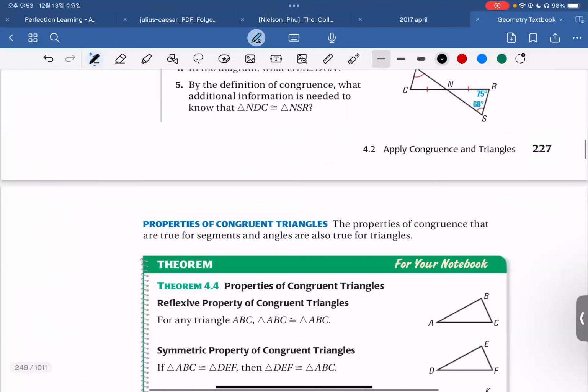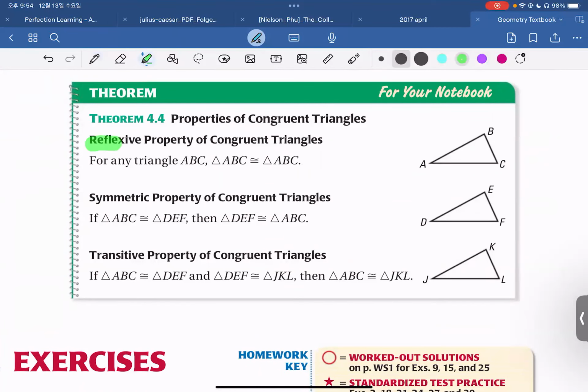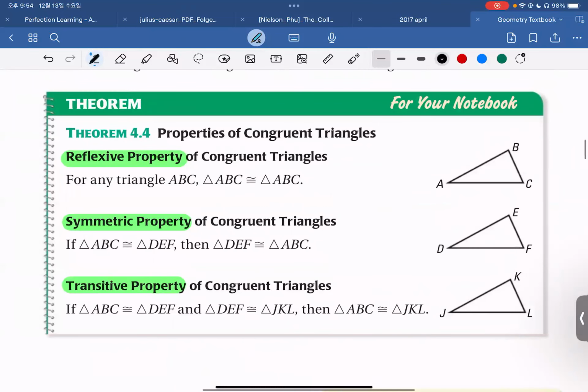But let's look at three properties. You've probably heard of the reflexive property, symmetric property, and transitive property a lot, but it's important to note that it's used differently depending on the situation. If it's congruent, it's used for congruence. If it's for equality, it's used for equality. Just to review, reflexive is that it's equal to itself, or in this case, it's congruent to itself. Triangle ABC would be congruent to triangle CBA, which would be the same statement here. And that's really what the reflexive property of congruent triangles is saying.